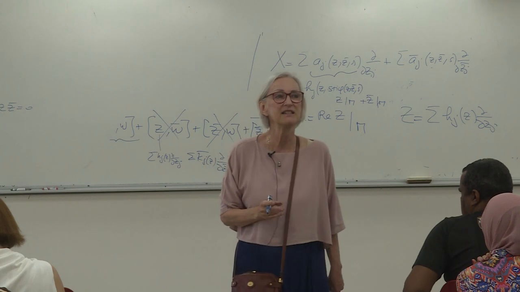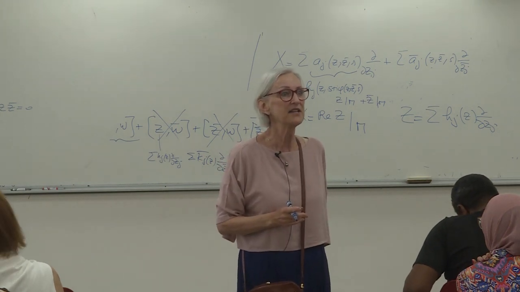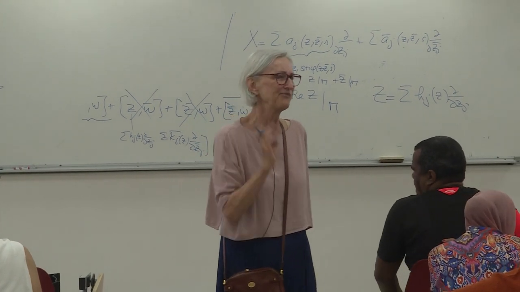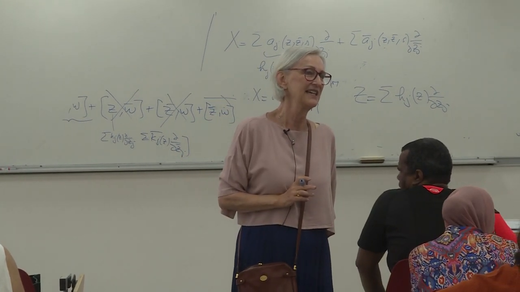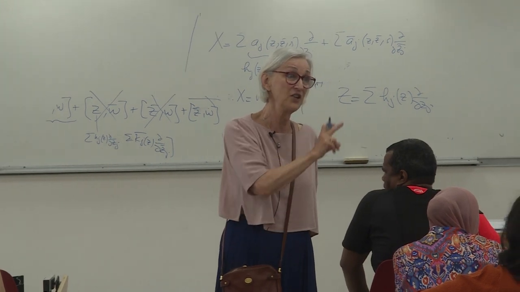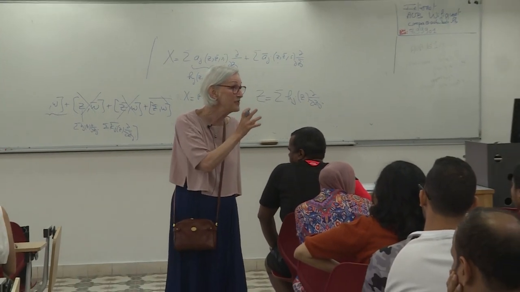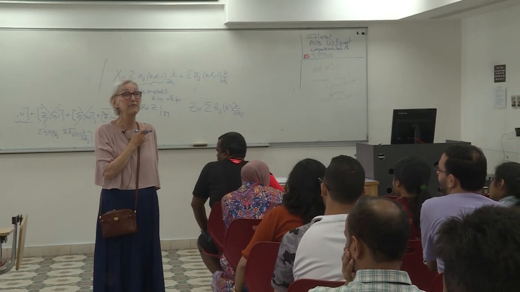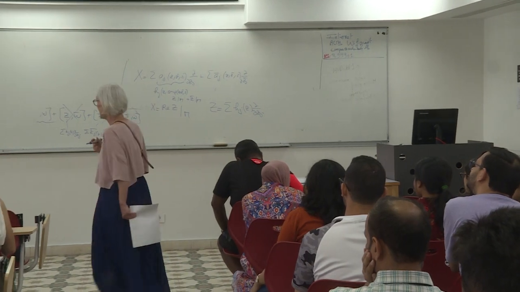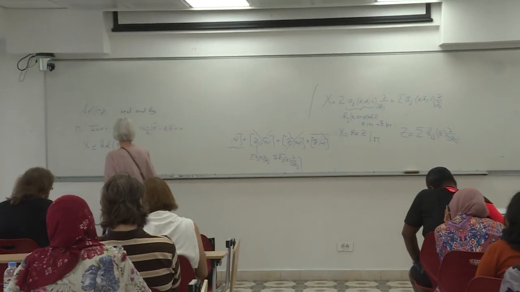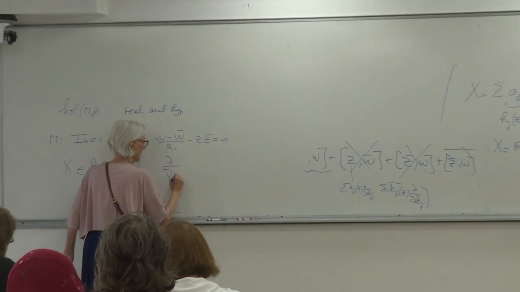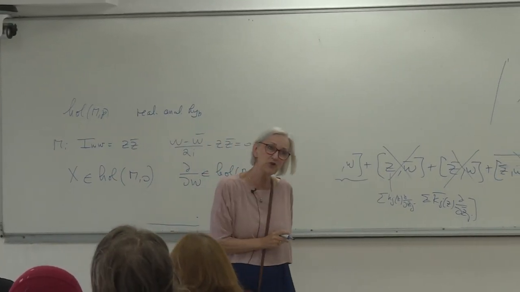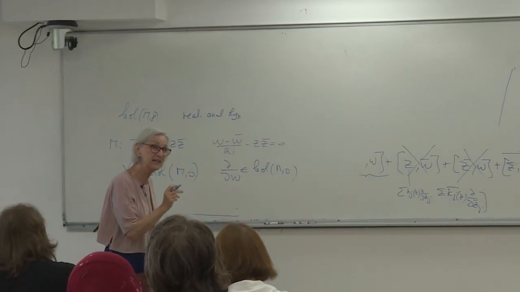Divided by? It has, I'm not sure I understood. DDZ bar, it's not holomorphic. I need a holomorphic one. D over DW. If I take D, let's check. I say that this guy is in Hol M0. Why? What do I have to check? That the real part is tangent.